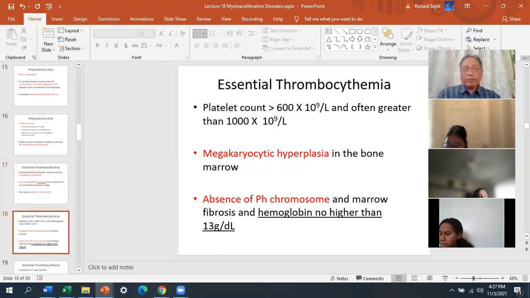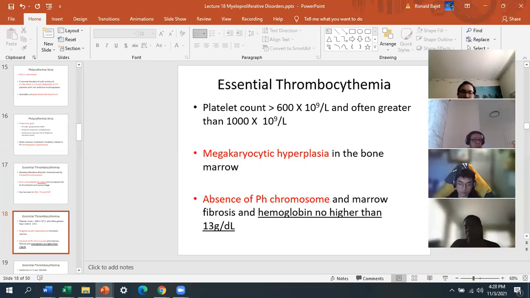Platelet count is high. With a normal count of 140 to 440, the platelet count is more than 600, okay? More than 600, and is often greater than 1,000,000, or 1,000 times 10 to the 9th. In the bone marrow, you have megakaryocytic hyperplasia. In the bone marrow, the main cell that produces the platelets is called the megakaryocyte.